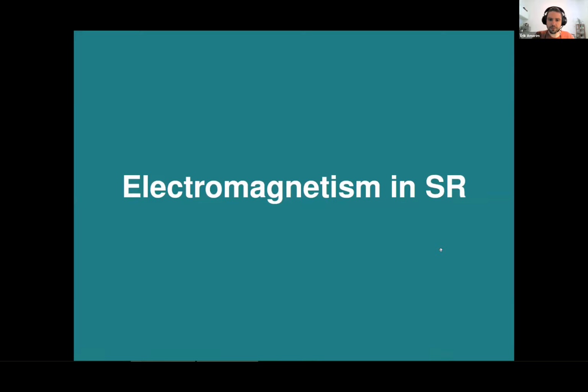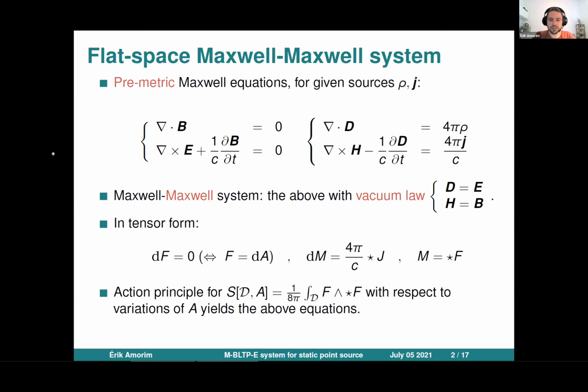So to explain what is this BLTP business, let me first start with Maxwell. What I'm going to call the pre-metric Maxwell equations in flat space, Minkowski space, if you have sources, the charge density rho and the current density j, these two systems in the first line here are the pre-metric equations for fields E, B, D, H. And then you have to specify a relationship between D and E, and H and B. This is called the vacuum law. So the Maxwell vacuum law is written right here, D equals E, H equals B. So whenever I say Maxwell-Maxwell, the second Maxwell here refers to the vacuum law.